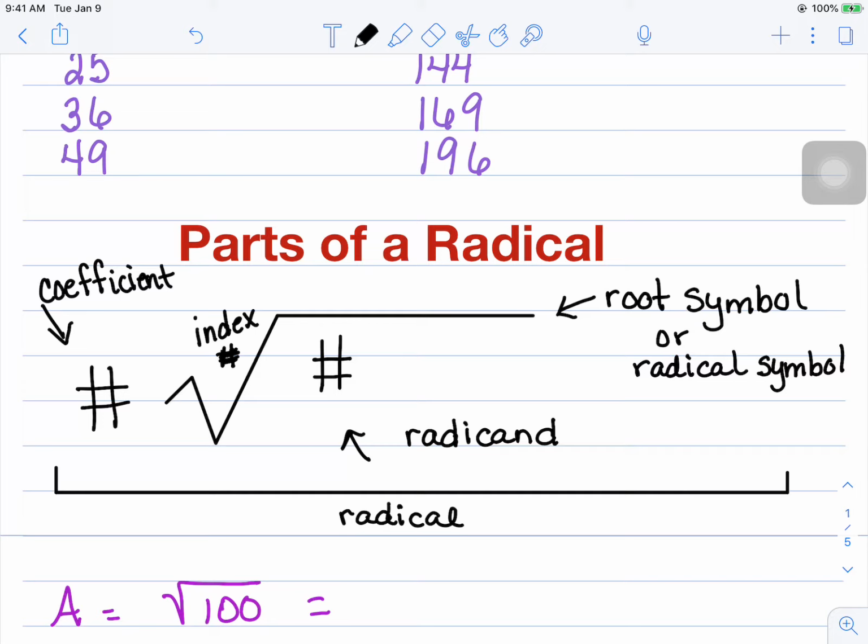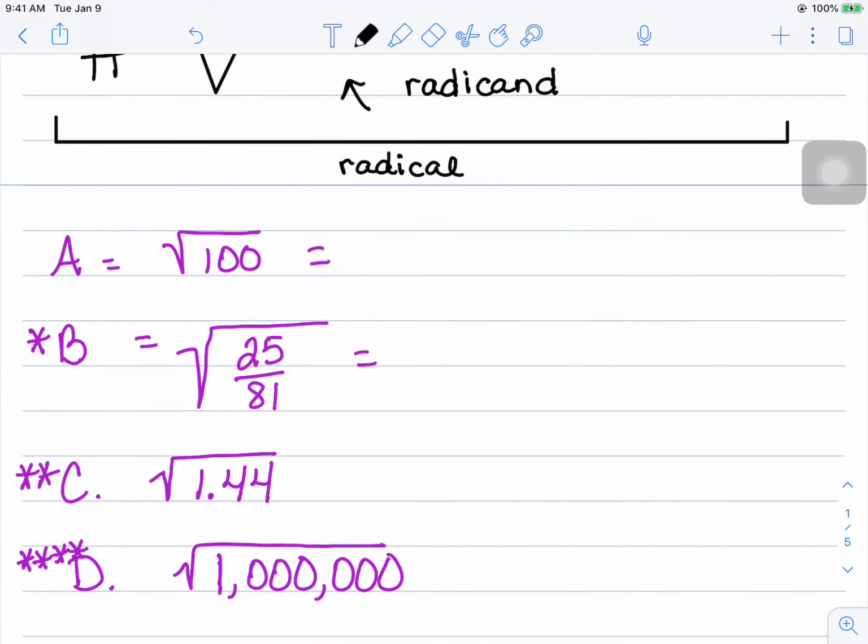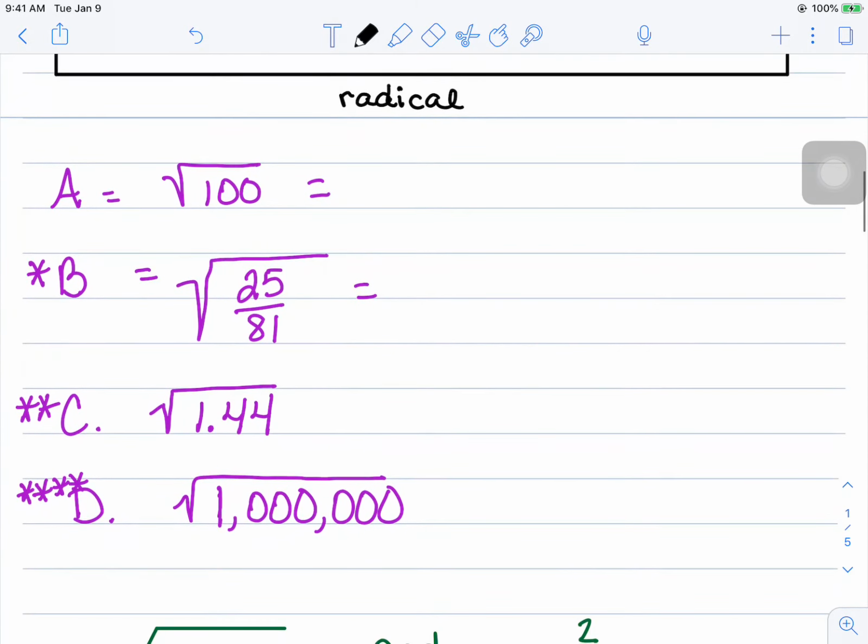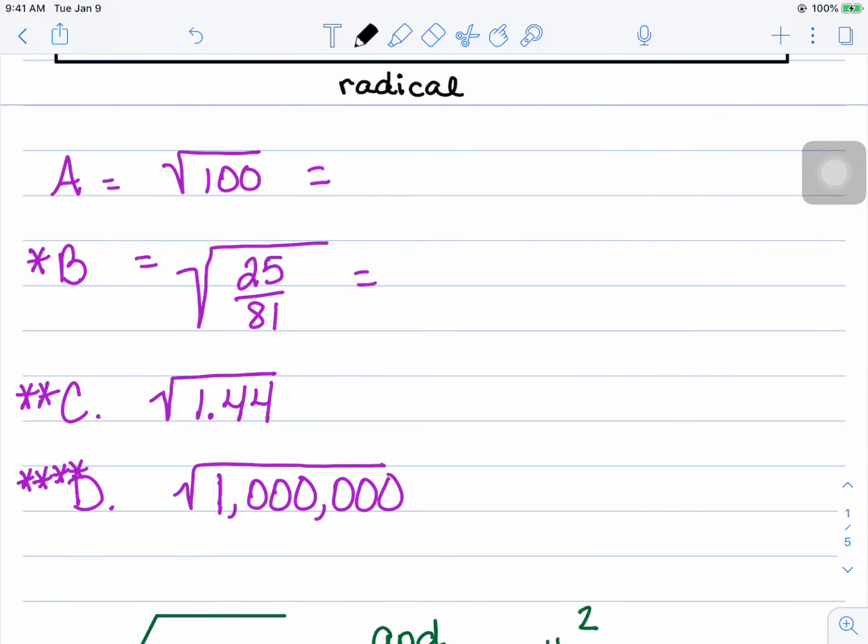The number that's underneath the radical symbol is a radicand. These can be a couple of different ways. We're going to start with very basic. And the whole thing itself is a radical. So we're going to do a couple examples. I've put some stars by them to show their progression of difficulty. So we're going to start with A.